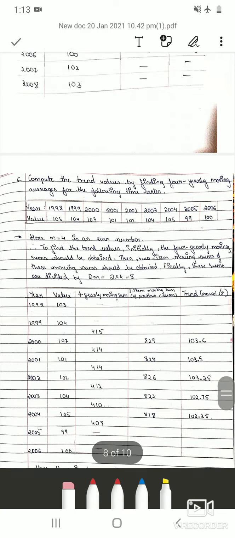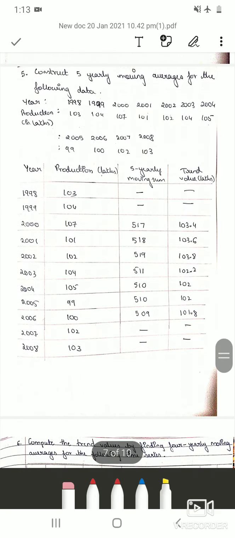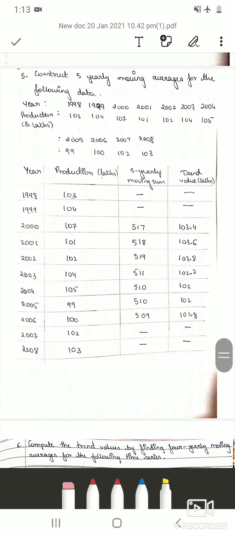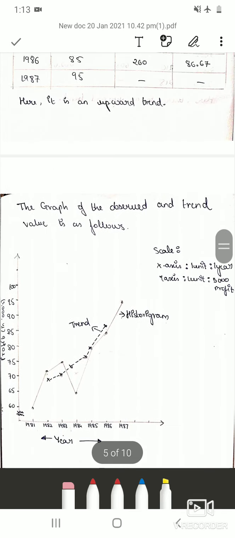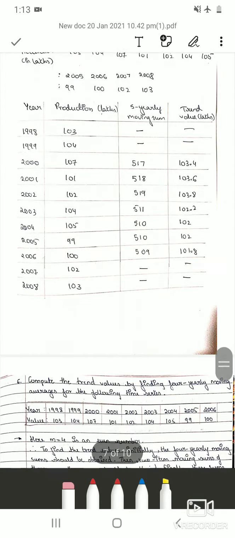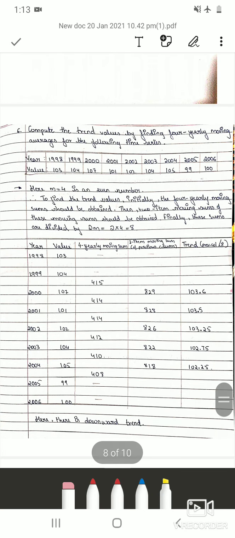So in the previous video we had seen how to compute moving averages for the odd years, that is, we had seen moving averages for 5 years as well as 3 years. So in today's class we will compute moving averages for an even number. So the question is, compute the trend values by finding 4 yearly moving averages for the following time series.